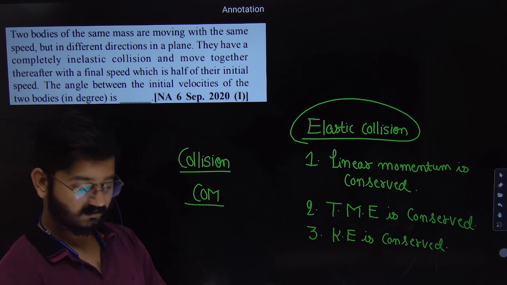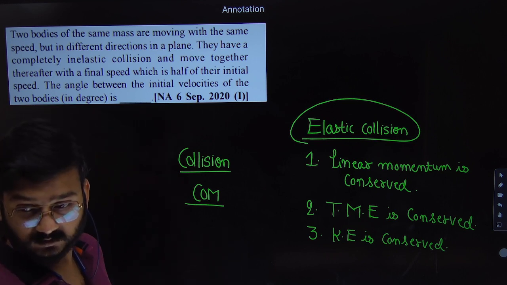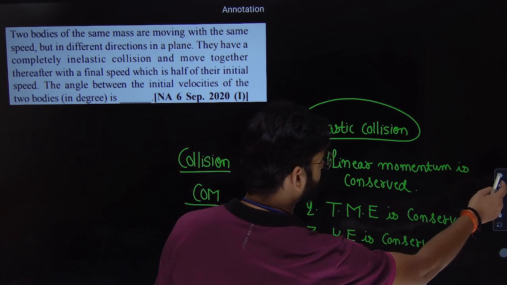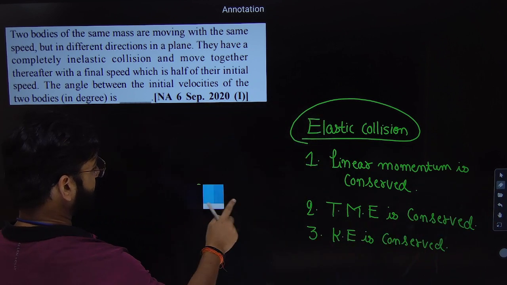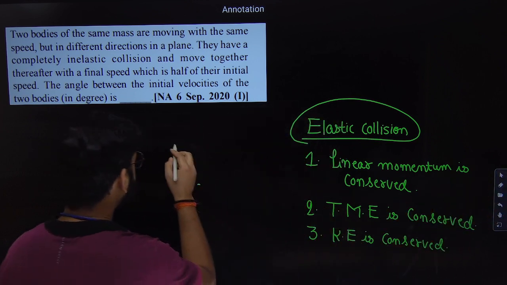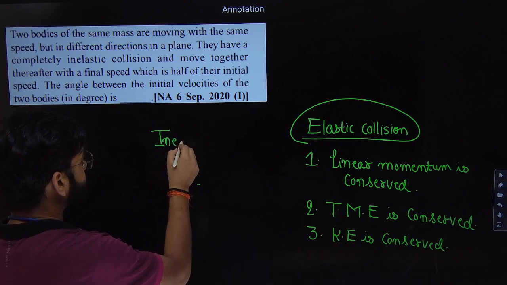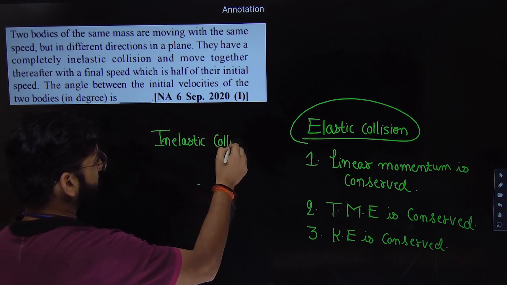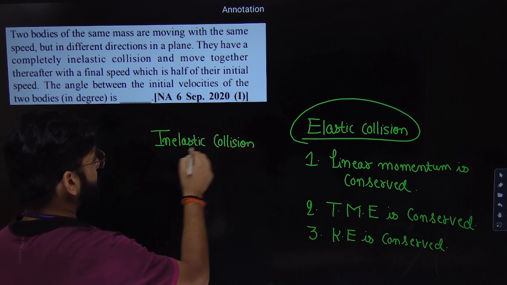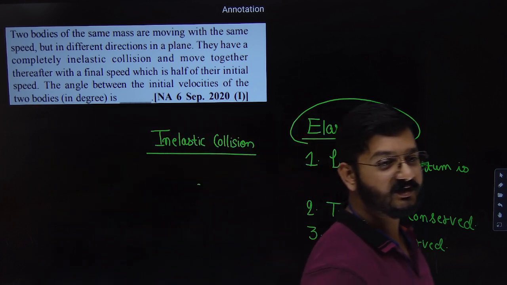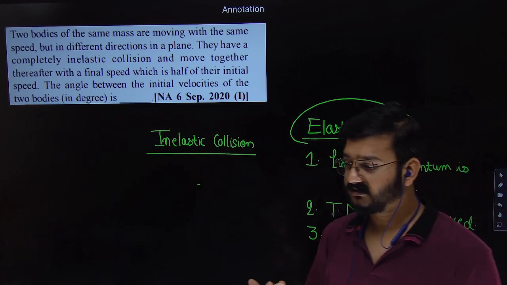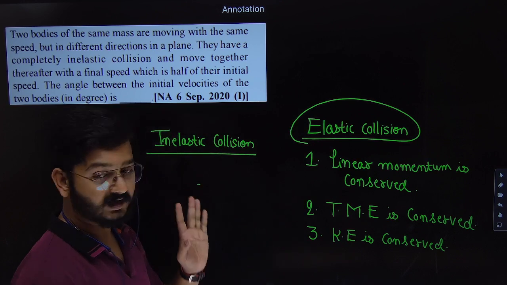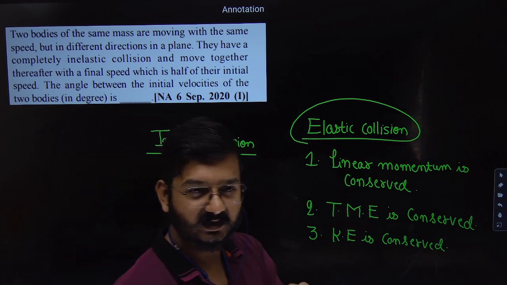These 3 points will hold true for elastic collision. Now, the next one is inelastic collision. So the collision you see in day-to-day life, suppose there is an accident between a car and a truck. What type of collision is that? Inelastic. Let me just explain it quickly.